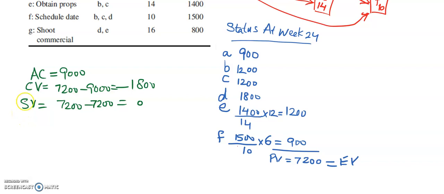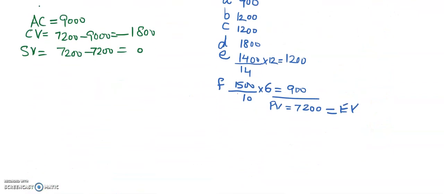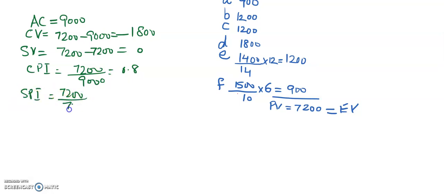What else do we have to find? We have to find the three indices. Cost performance index will be 7,200 divided by 9,000, so it is 0.8. Schedule performance index is 7,200 over 7,200, which will be 1, and the cost schedule index will be equal to cost performance index times schedule performance index. It will also be equal to 0.8.